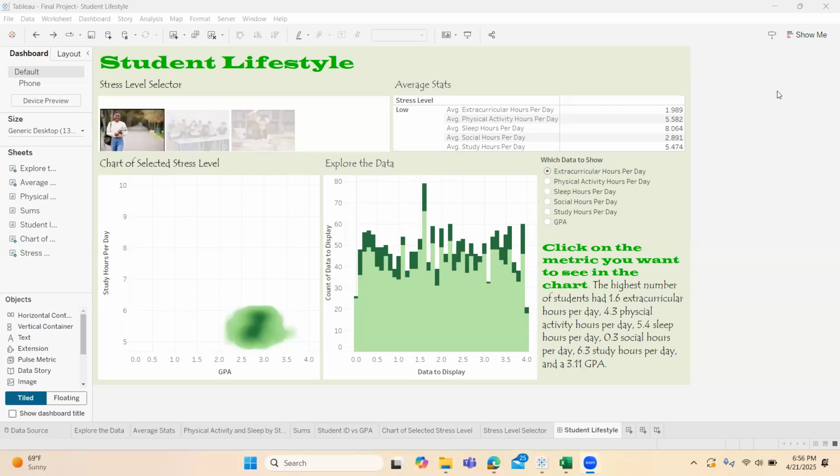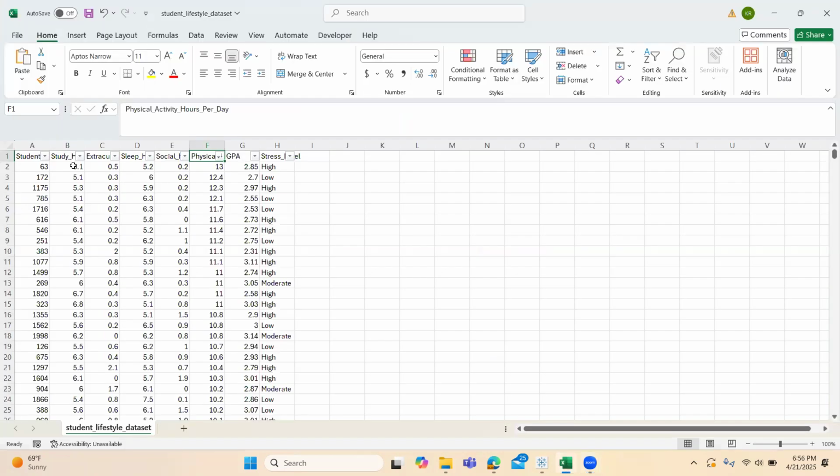Okay, so this is my final project. I used data that I found on Kaggle about student lifestyle. Basically, it just has to do with students and how long they spend on different activities per day.